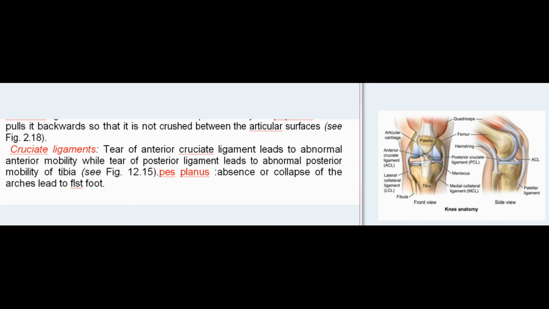Cruciate ligaments: tear of anterior cruciate ligament leads to abnormal anterior mobility, while tear of posterior ligament leads to abnormal posterior mobility of tibia, see Fig 12.15. Pes planus: absence or collapse of the arches leads to flat foot.